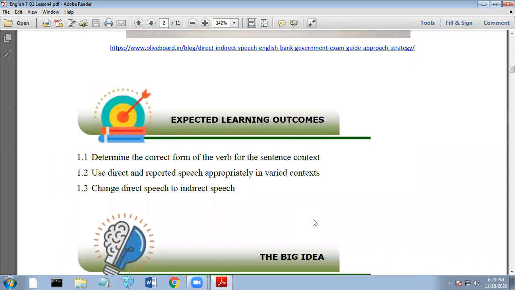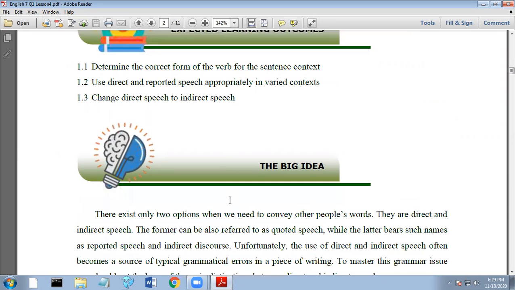So what are the expected learning outcomes for this lesson? 1.1, determine the correct form of the verb for the sentence context. 1.2, use direct and reported speech appropriately in varied context. And 1.3, change direct speech to indirect speech or vice versa maybe.